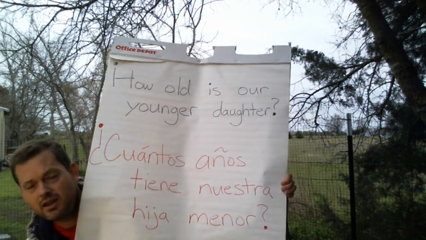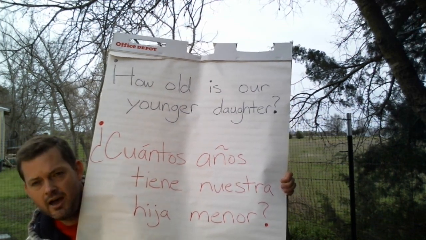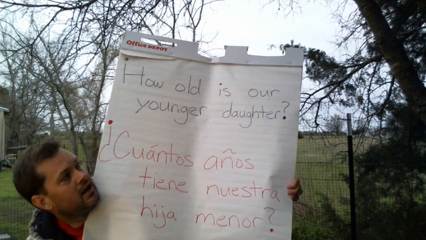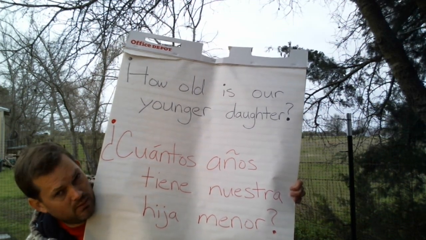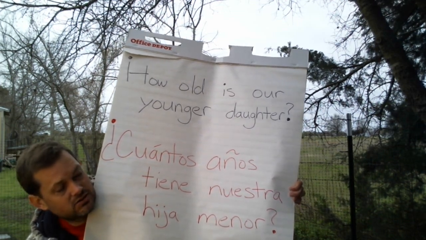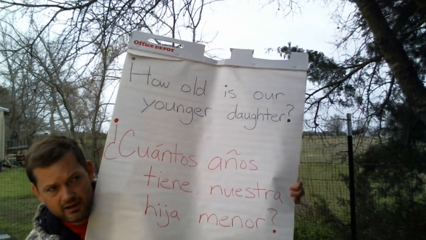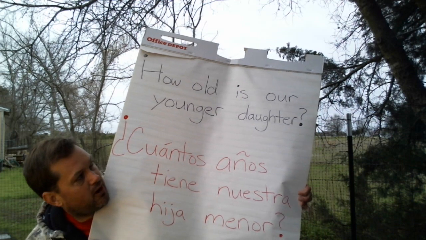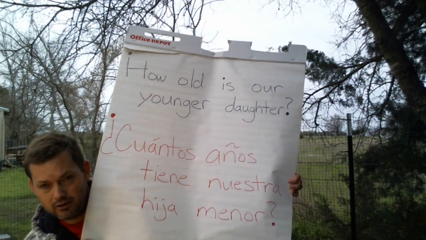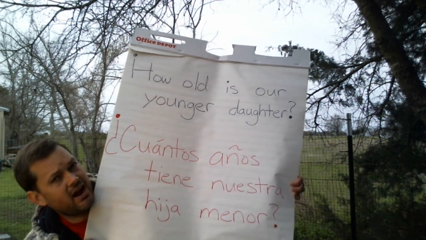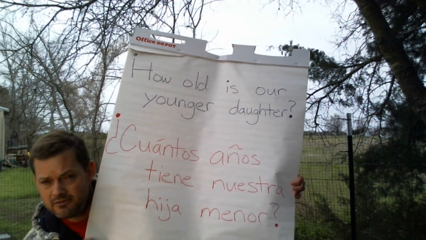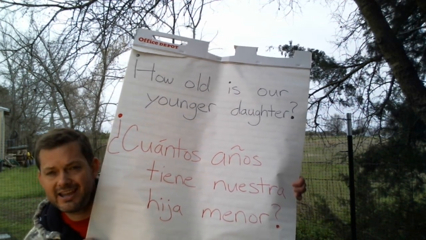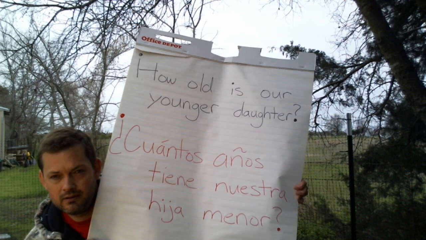So in that case, it's going to become nuestra. Nuestra. Daughter comes next. Remember, the subject is next. So in this case, daughter is hija, and last is the adjective. That adjective for daughter, younger, is menor. The entire question, ¿cuántos años tiene nuestra hija menor?